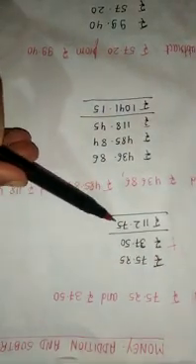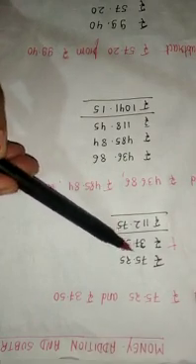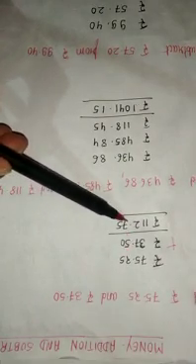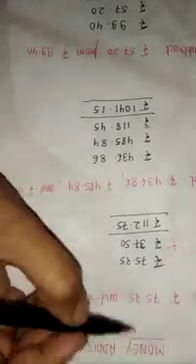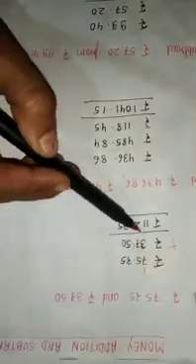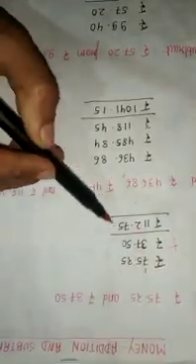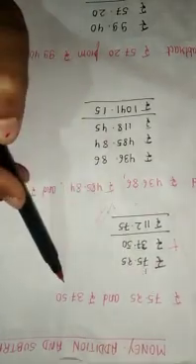5 plus 0, 5. 2 plus 5, we are getting 7. Then we will put down the dot. Then 5 plus 7 is 12, so we will write 2, carry 1. 7 plus 3, 10, plus 1, 11. So in this way we have completed the addition of money.